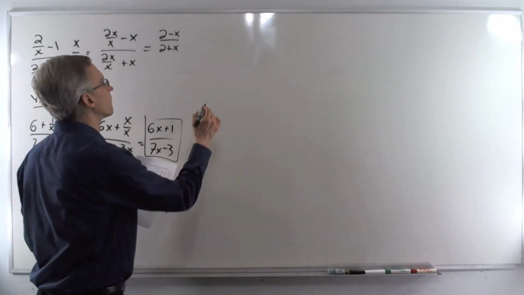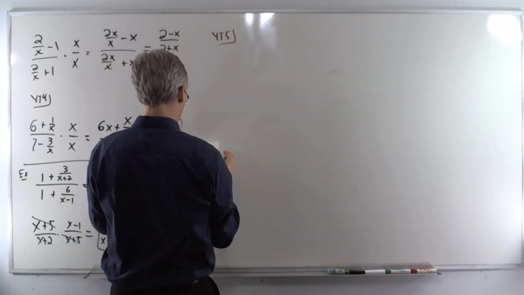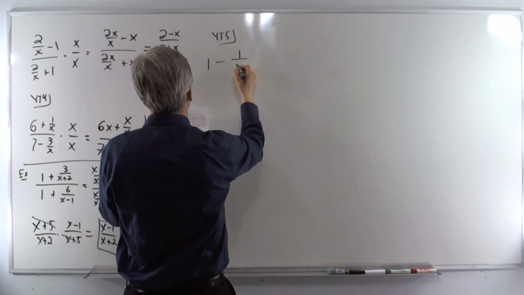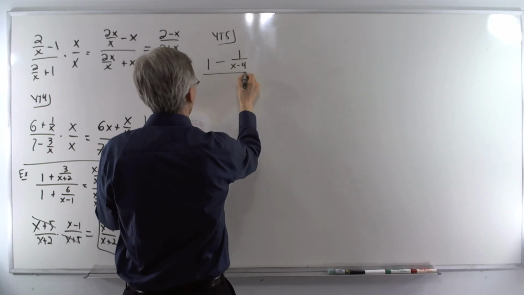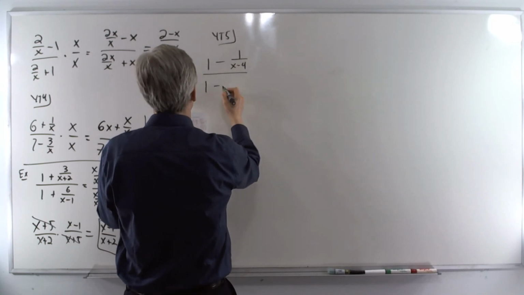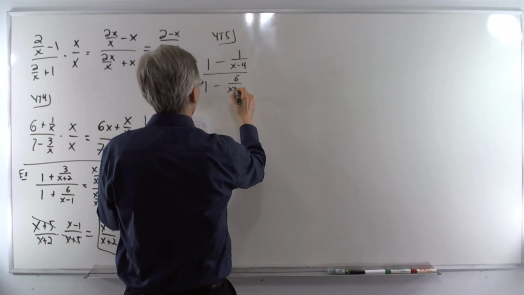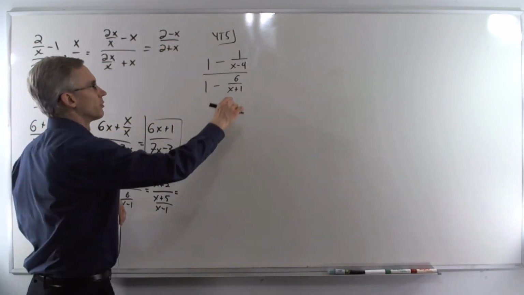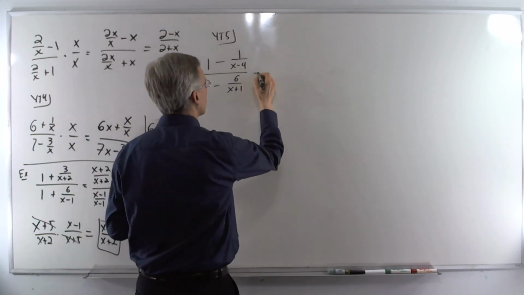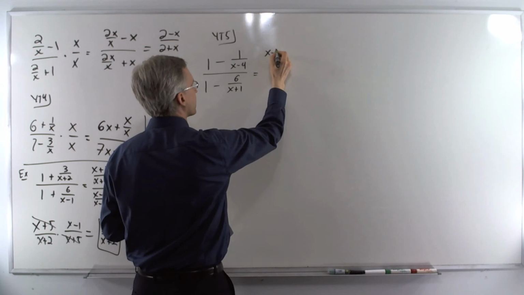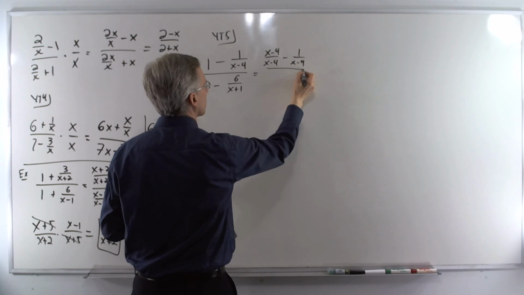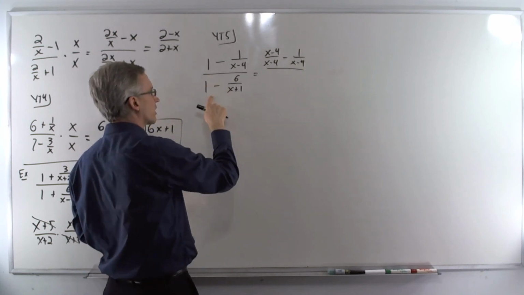Your turn, number 5. So on top, we need a common denominator of x minus 4. So we'll write 1 as x minus 4 over x minus 4. And here we'll write this one as x plus 1 over x plus 1.